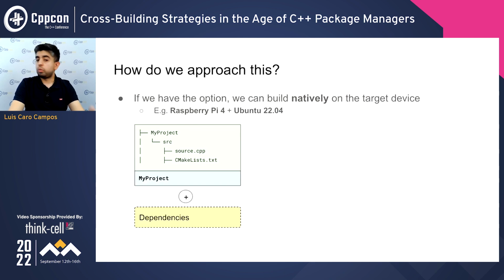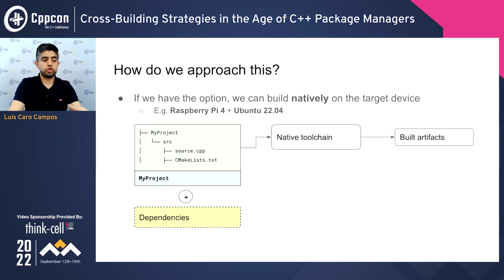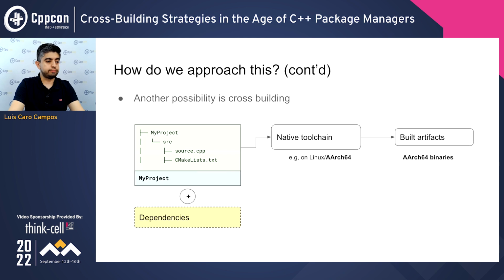If we have the option, we can actually build this natively. Some devices that are running Linux and are running ARM just have a completely full-fledged toolchain. Raspberry Pi is one of them. You can install Ubuntu 22.04. I think you can also install a Debian-based Raspberry Pi OS, if I'm not mistaken. So we could just flash the OS, install a native toolchain, and then build our dependencies and build our project. But how about cross-building?